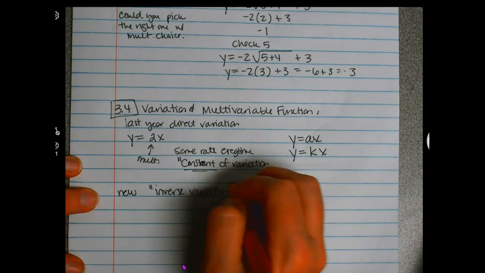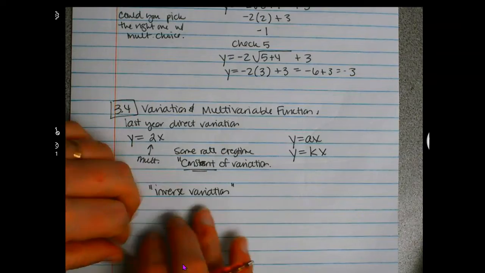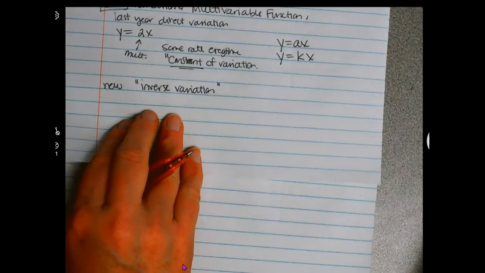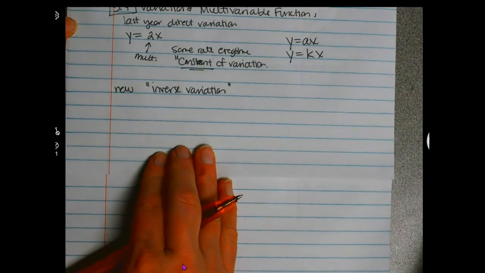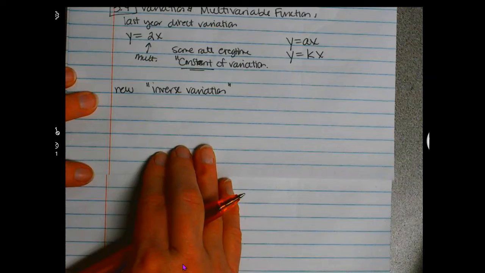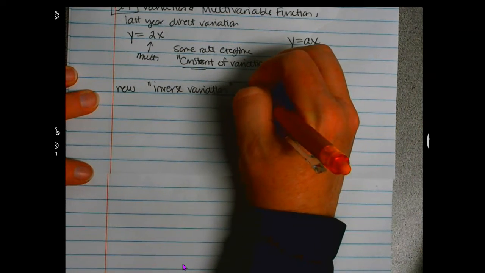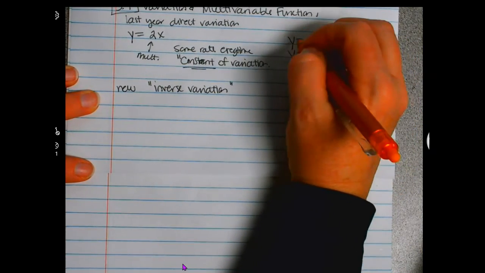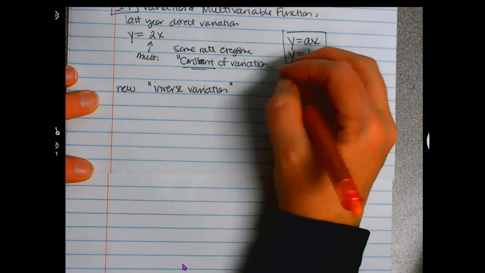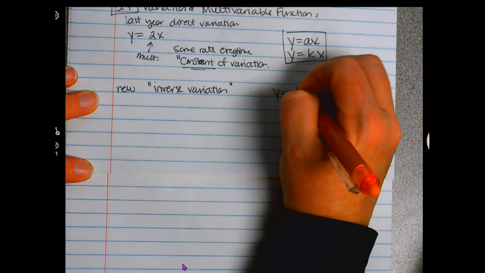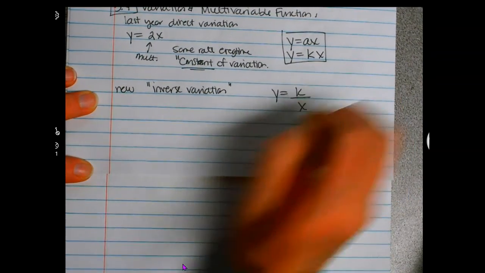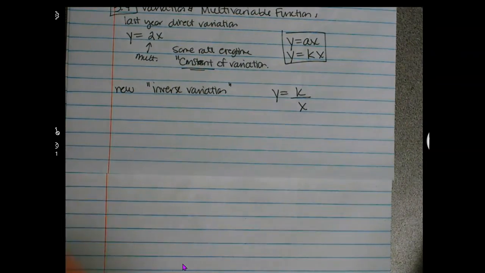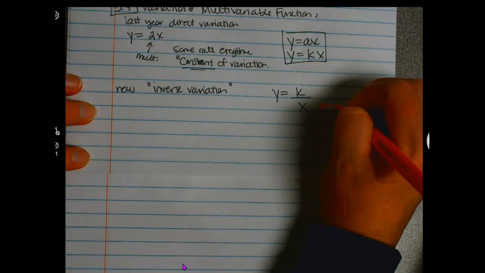All right, so inverse variation. So in the functions that you saw in your parent charts, inverse variation looks like where you divide. So instead of this being multiplication, inverse variation is the K or the constant over X. So the difference is that X is in the denominator.